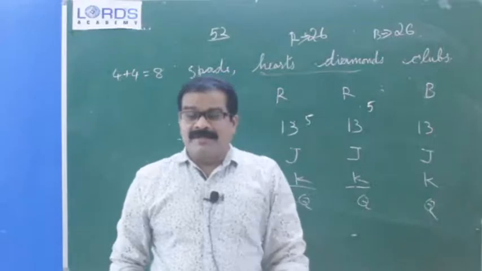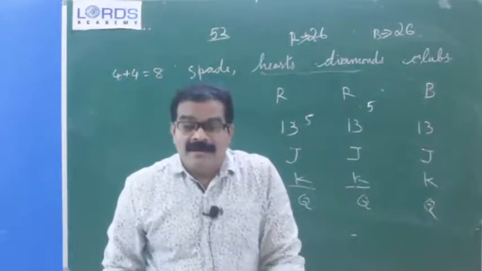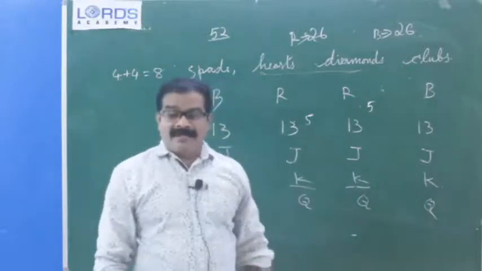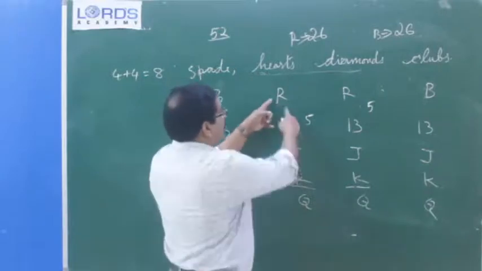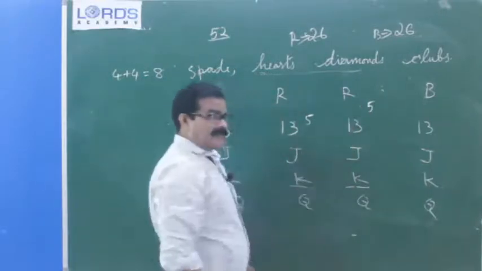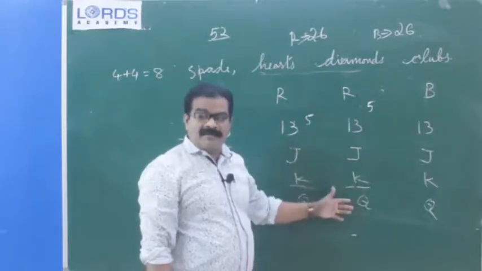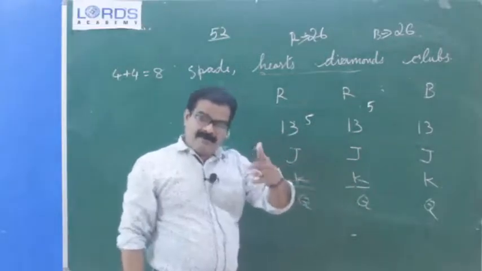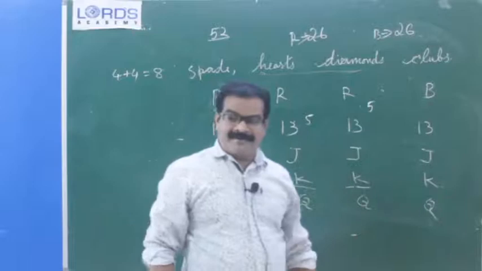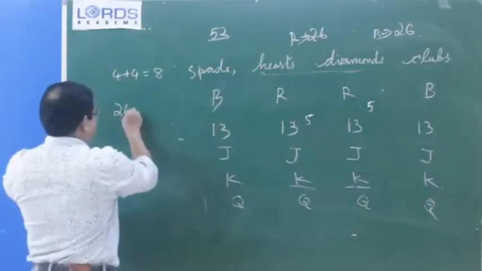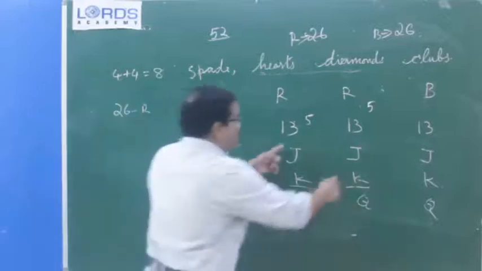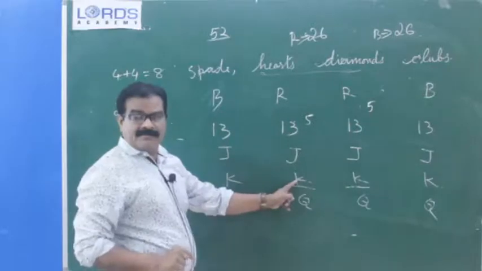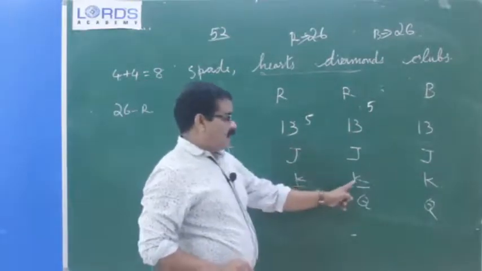No answer? Give me. 8? Not 8. Listen. Here are 26 red cards. In these 26 cards, how many red kings are there? Red king, face card king. In these 26 red cards, you can see that there are 2 kings, 2 red kings.